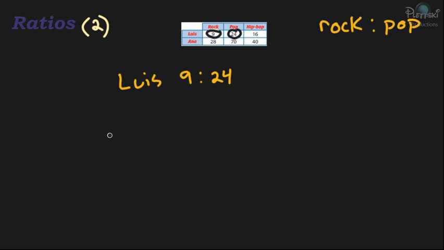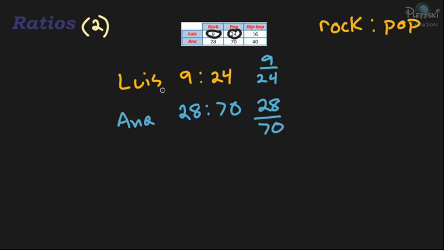And then for Anna, the ratio of rock to pop would be 28 to 70. Now, when we compare ratios, we need to actually write the ratios as fractions. So even though I wrote them this way, we're going to have to now write them as fractions. So we can write the ratio for Luis as 9/24, or the ratio of 9 to 24. You can read it that way. And for Anna it is going to be 28 to 70.